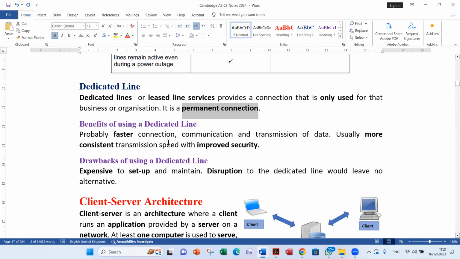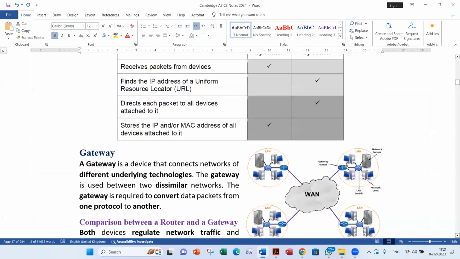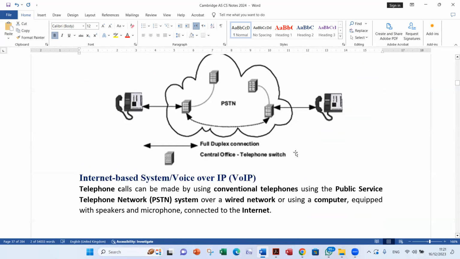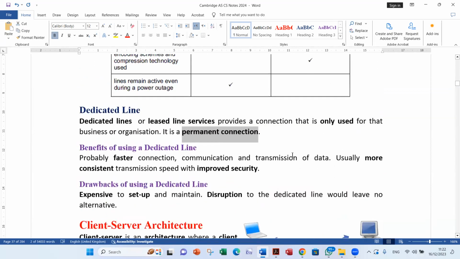Benefit: faster, more consistent, improved security. Drawback: expensive to set up and maintain. Disruption: you would have no alternatives because you're not connected through the internet. The internet can provide alternative routes through routers. However, if you are directly connected, for example, through PSTN from one branch to the other, and that one is broken, there are no alternatives.